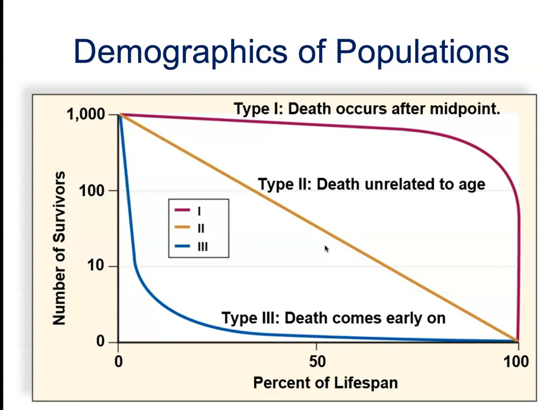And then there's going to be type 3. Type 3 is where most of the individuals are going to die very, very young. Most do not make it to the first round of reproduction. This is going to be really common in invertebrates, insects, fishes. Most plants are going to fall into this category.